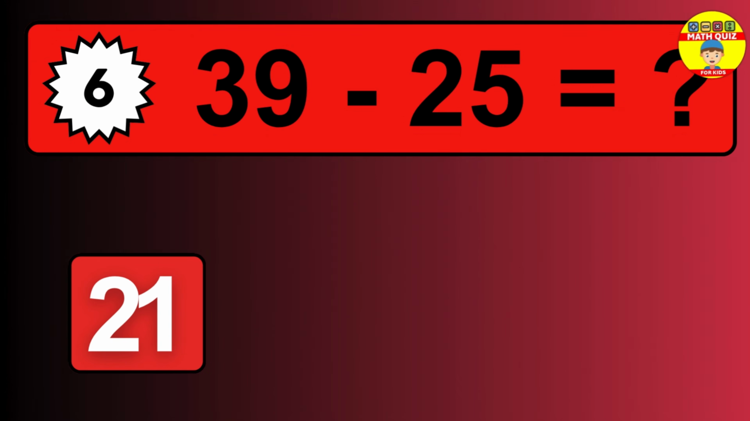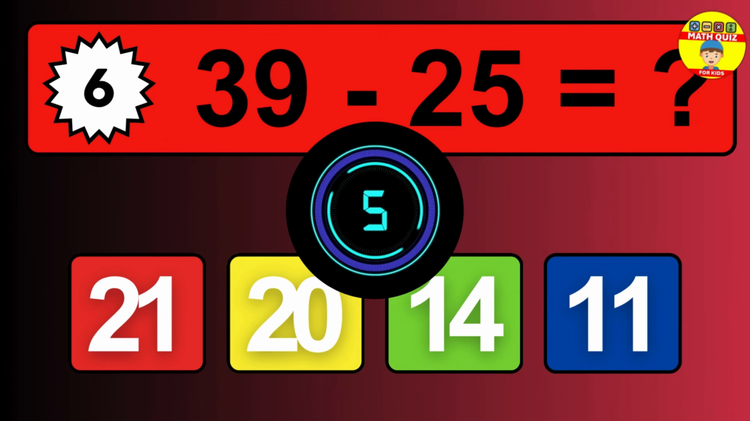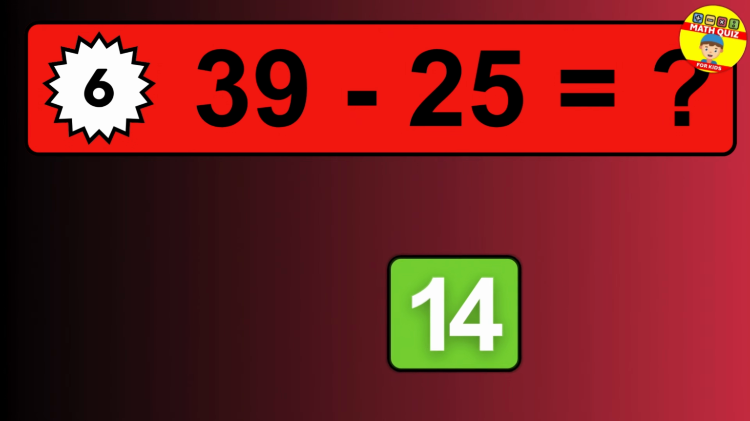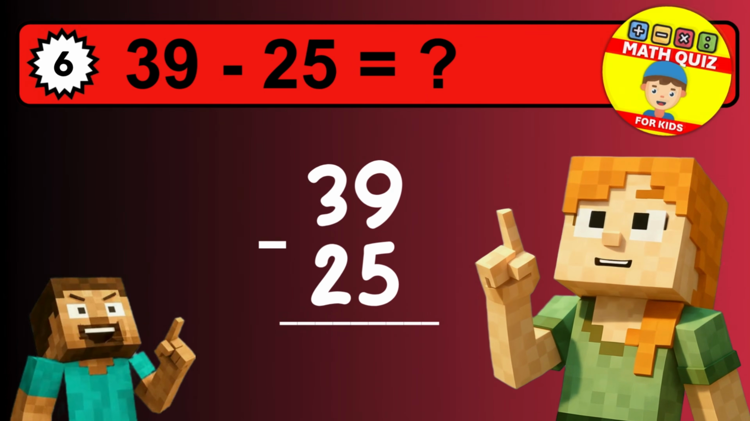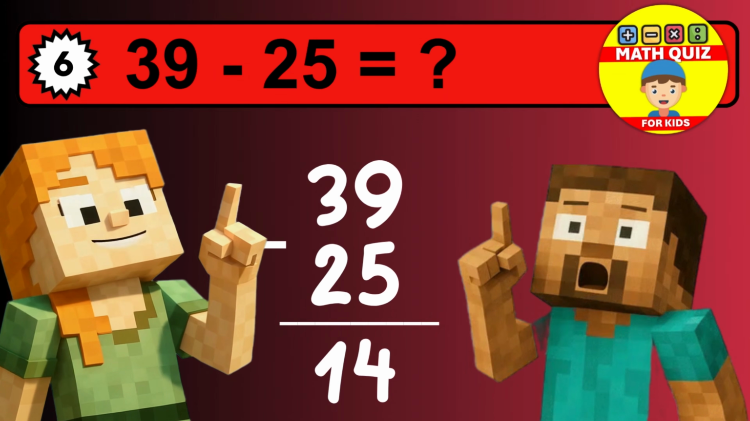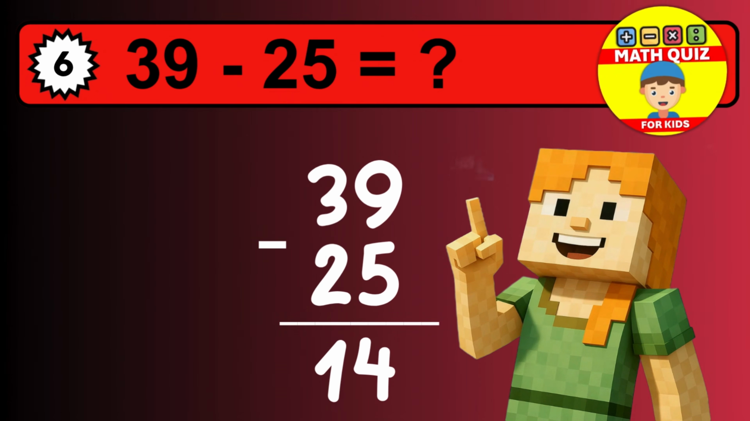What is 39 minus 25? Time to think. Let's solve this step by step. We start with the units. 9 minus 5 is 4. Then we go to the tens. 3 minus 2 is 1. The final answer is 14.